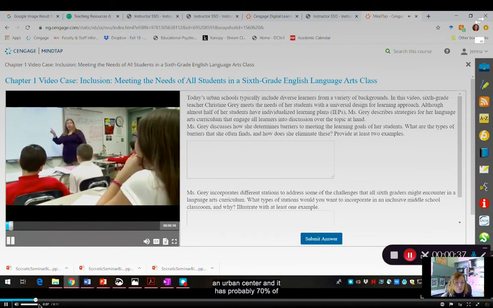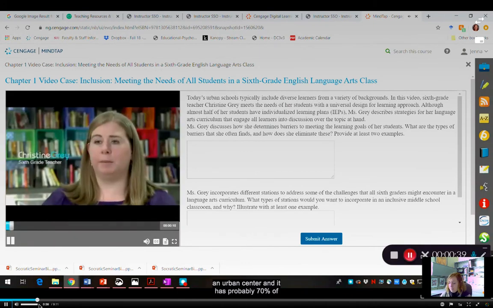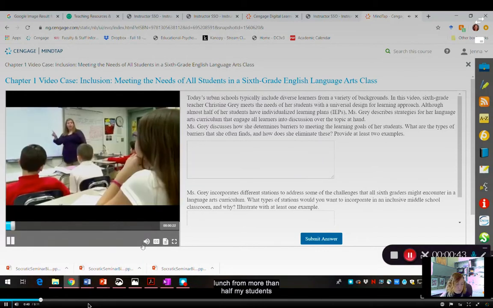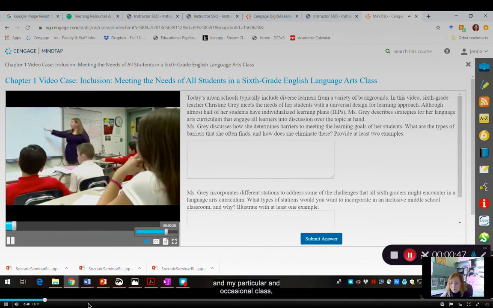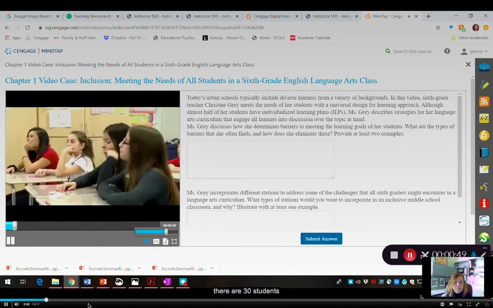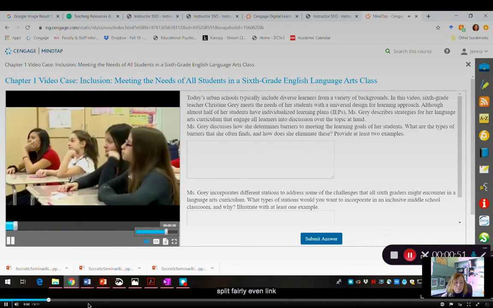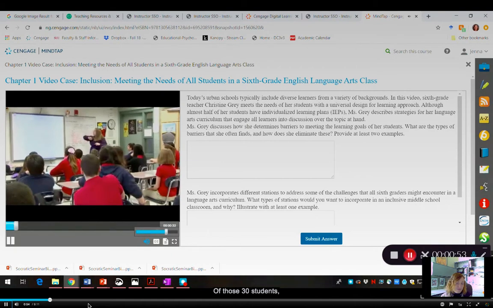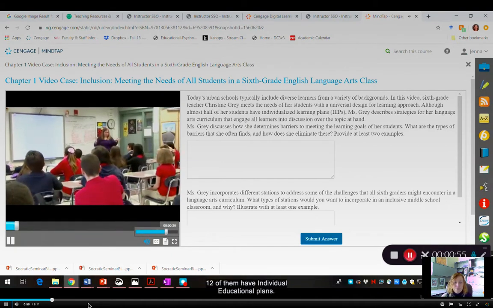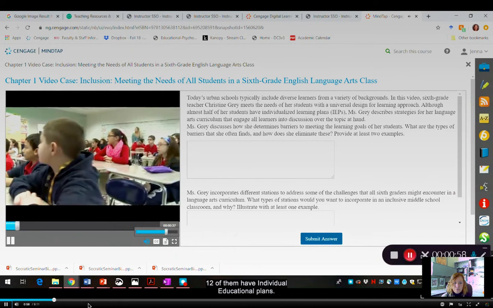My school is in an urban setting. It has probably 70% of the students on free or reduced lunch. More than half of the students have English as a second language. In my particular inclusion class, there are 30 students, split fairly evenly between boys and girls. Of those 30 students, 12 of them have individual educational plans.